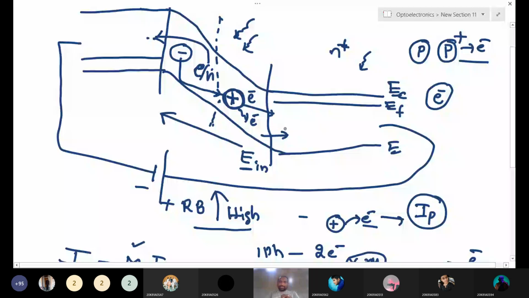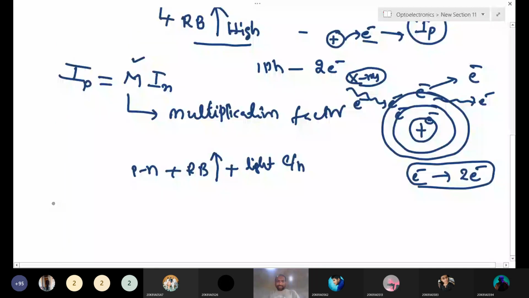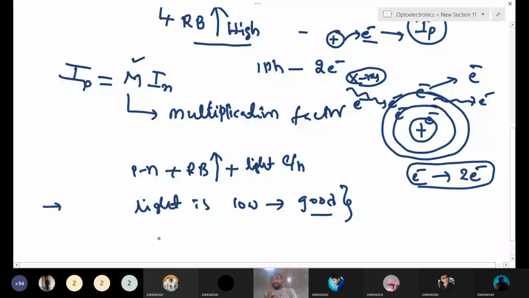The applications are that you can use it as a detector, in voltage rectifiers and circuit diagrams. The advantage is that even when light is low, this will perform well. Performance is very good. That is the main advantage. Okay, is it clear to you how the photodiode is working now? Is it clear, guys? How the avalanche photodiode works?